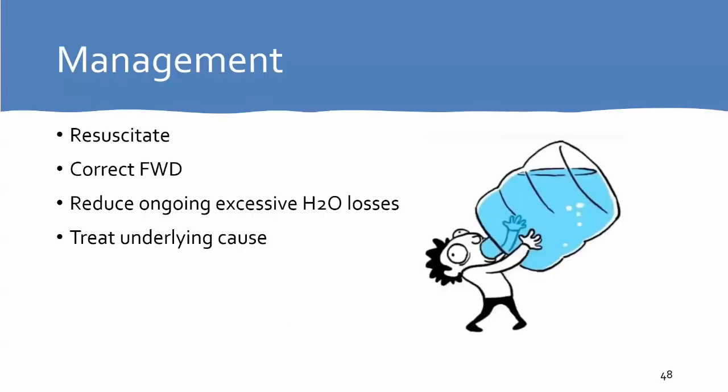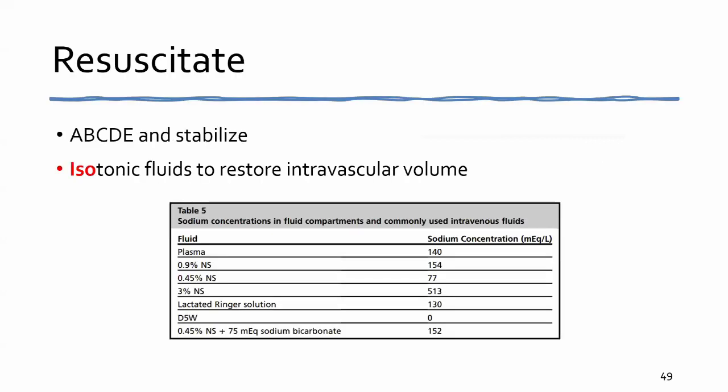Right, so again, the management, our first step is to resuscitate the patient. Acute severe hyponatraemia is a life-threatening condition. It's a medical emergency. As with any other patient, we'll do A, B, C, D, E, and stabilize this patient. And I really want to stress here that the majority of these patients will present volume depleted, and our first priority is to restore the intravascular volume. Our first priority is not to reduce the sodium level. Our first priority is to fluid resuscitate the patient.